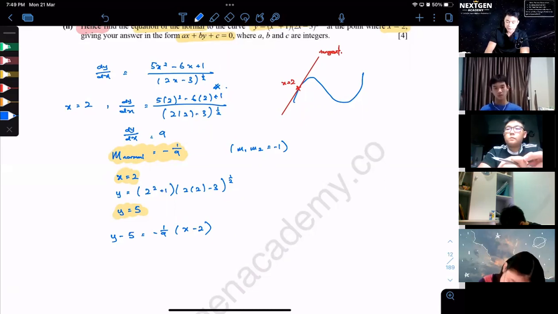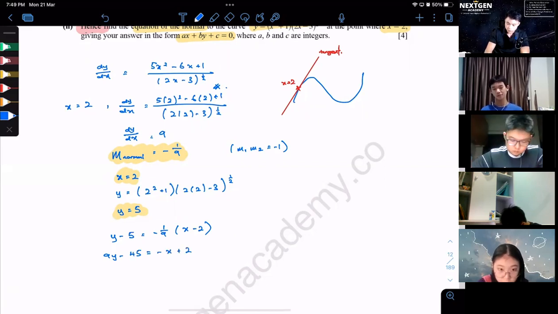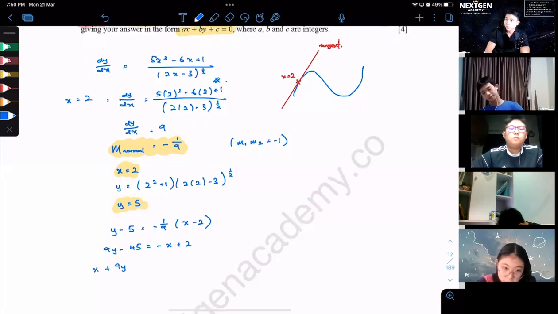So you all see here, there's a -1 over 9. So I need to multiply the whole equation by 9 to make it the integer. So this will be 45 negative x plus 2. I want x first, right? So let's shift everything to the left-hand side. So x plus 9y minus 47 equals to 0.